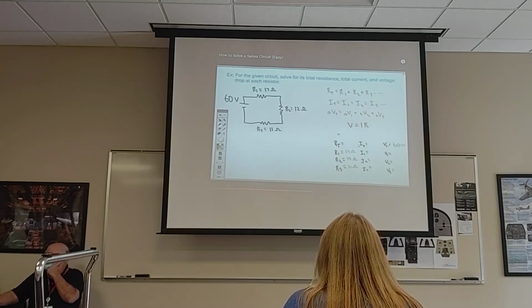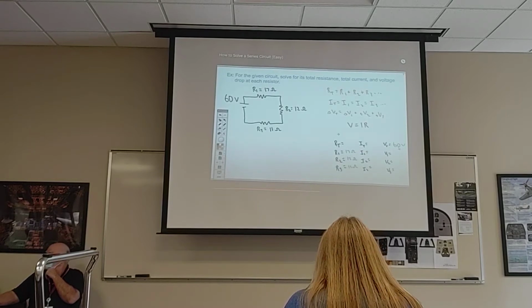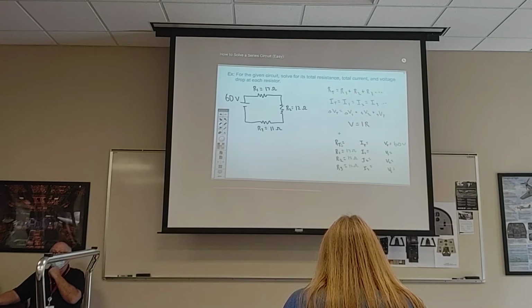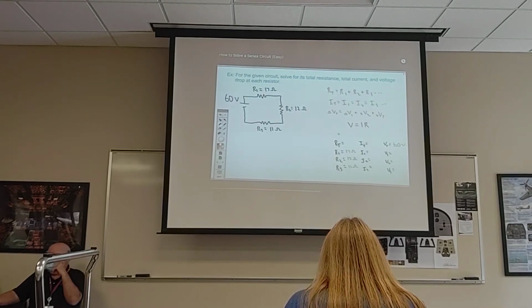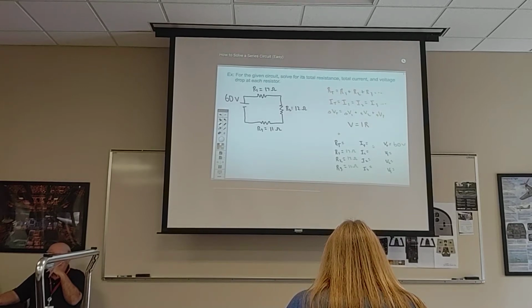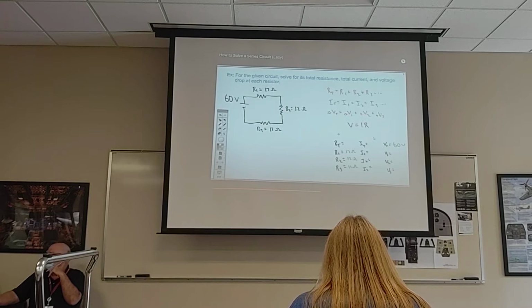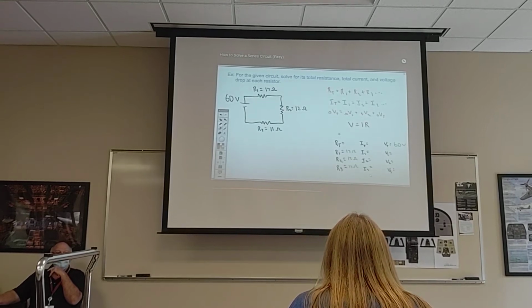Now, using Ohm's law, can you find the current now? Well, you know the total voltage, and you know the total resistance. So it's going to be 60 divided by 40, isn't it? So the current is going to be 1.5. And what do we know about the current around the whole system? Stays the same. It's going to be 1.5 amps.